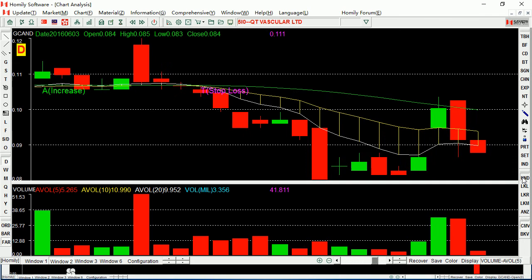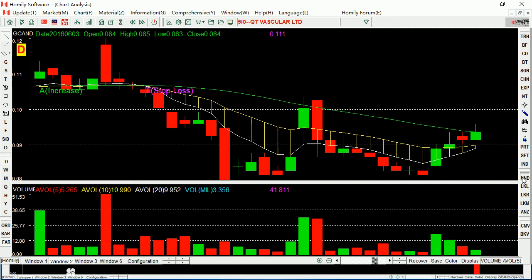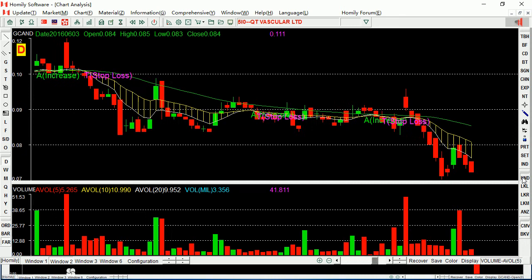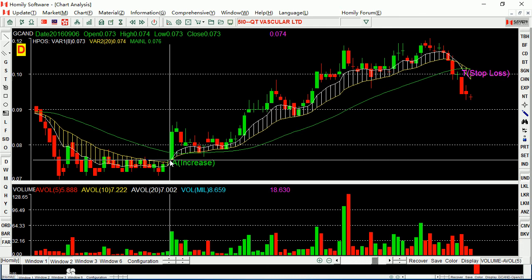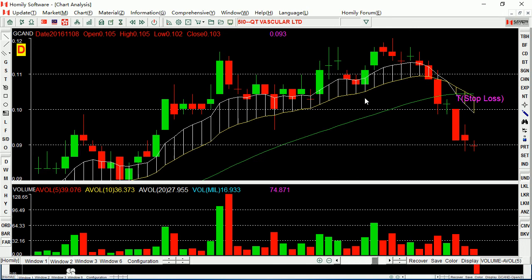So the price touches the support resistance again, sell or not? Sell out your stocks. Okay, then let's see here. The increase signal appears, right? Here is the buy point. Here is another buy point. But now, can we buy or not? Cannot, because we can see here.